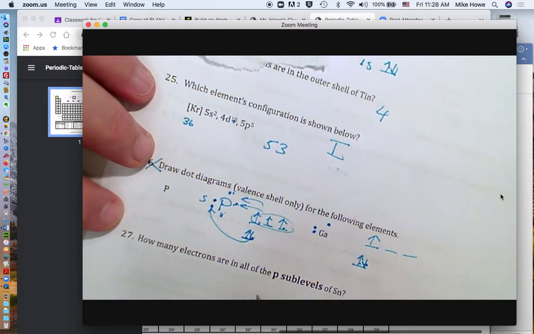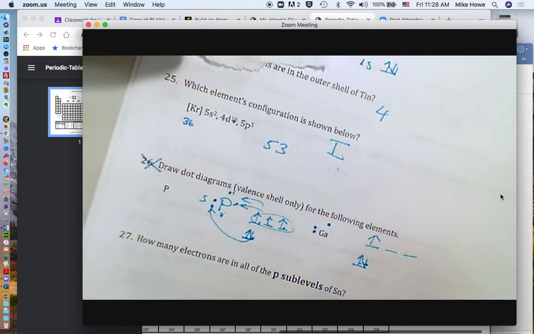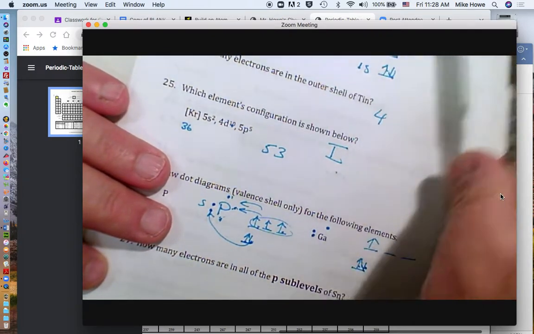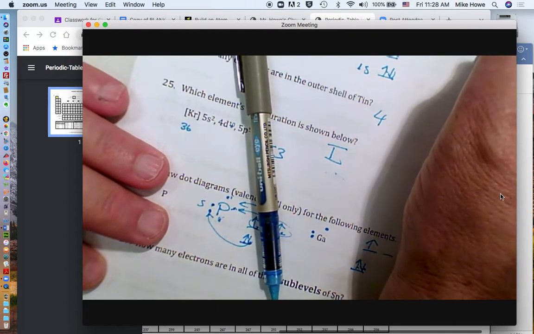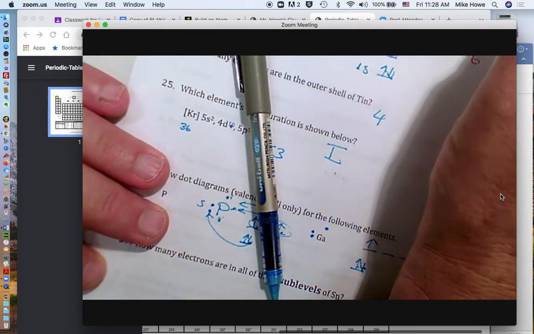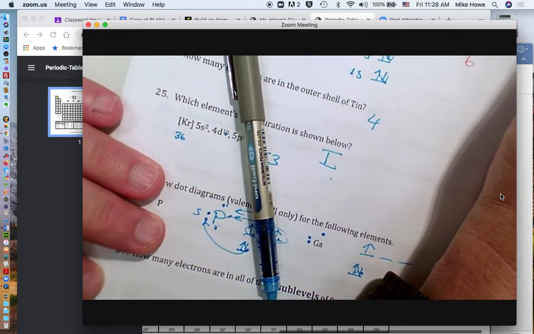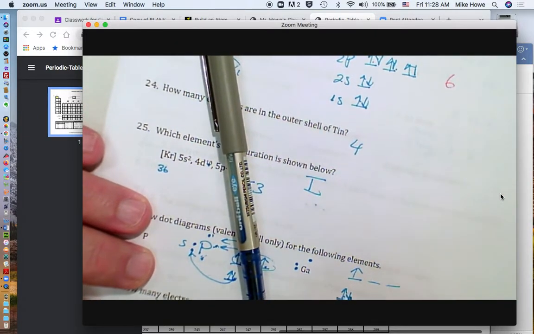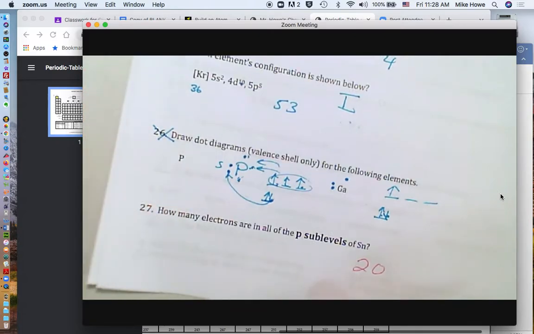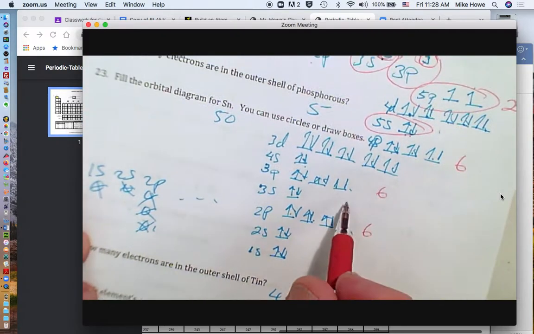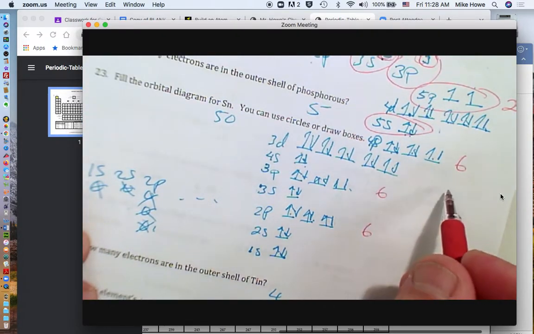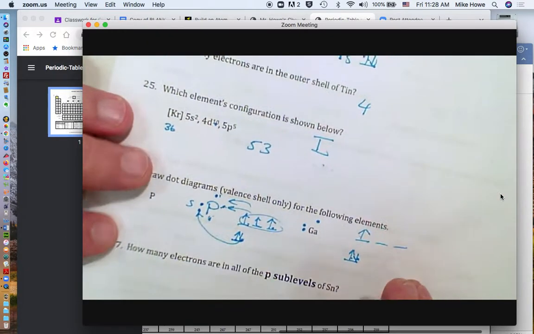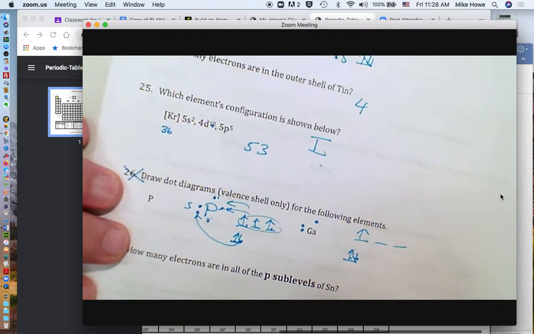All right, and this next question says, how many electrons are in all of the P sublevels of tin? So I'll write them in red. We'd have 6 here, 6 here, 6 there, 2 there. So what's that answer? 20. So once again, in the 3p there's 6, and the 4p there's 6, and the 5p there's only 2. So add 6, 6, 6, and 2, and you get 20.